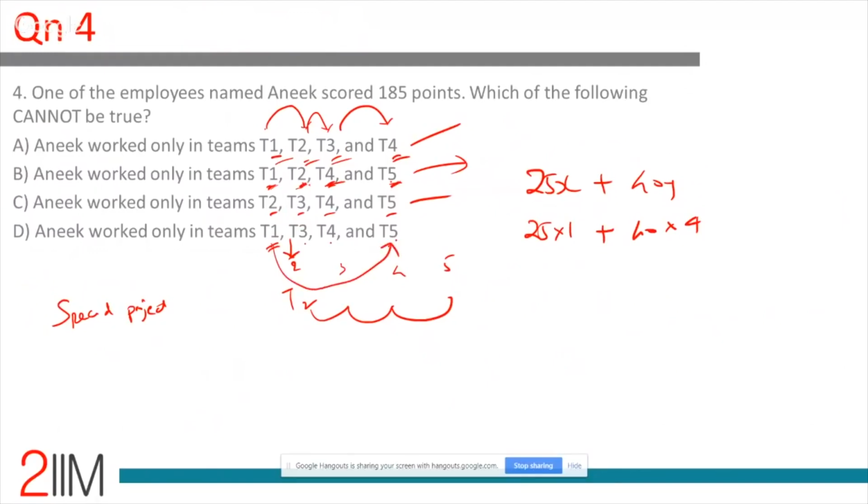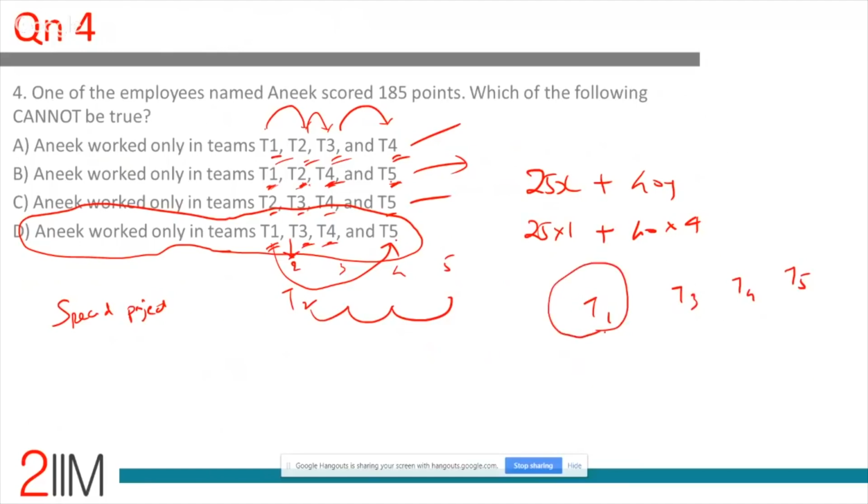And then from T5, there's nowhere to go. He cannot come back to T3 and T4. He has to work on 4 special projects. Then this is impossible, without working in T2, doing only T1, T3, T4, T5.